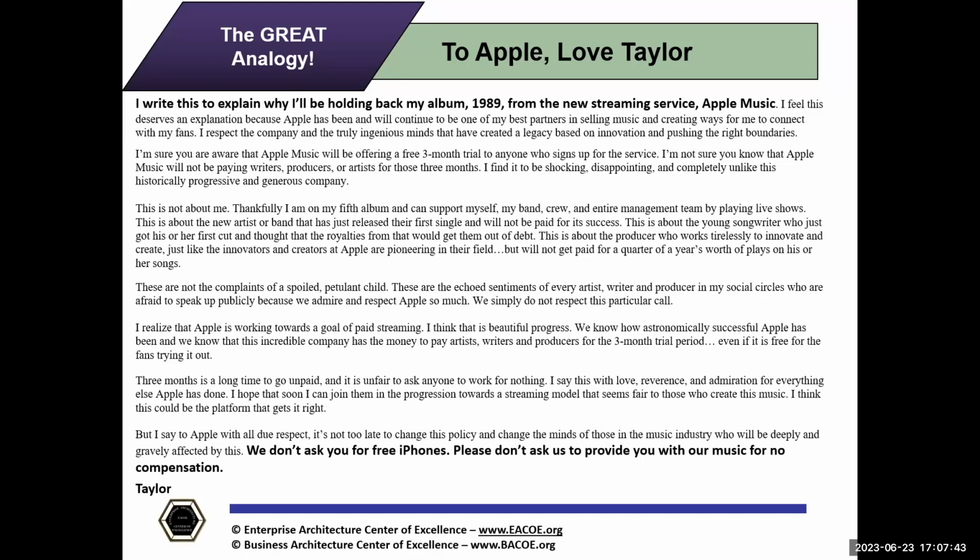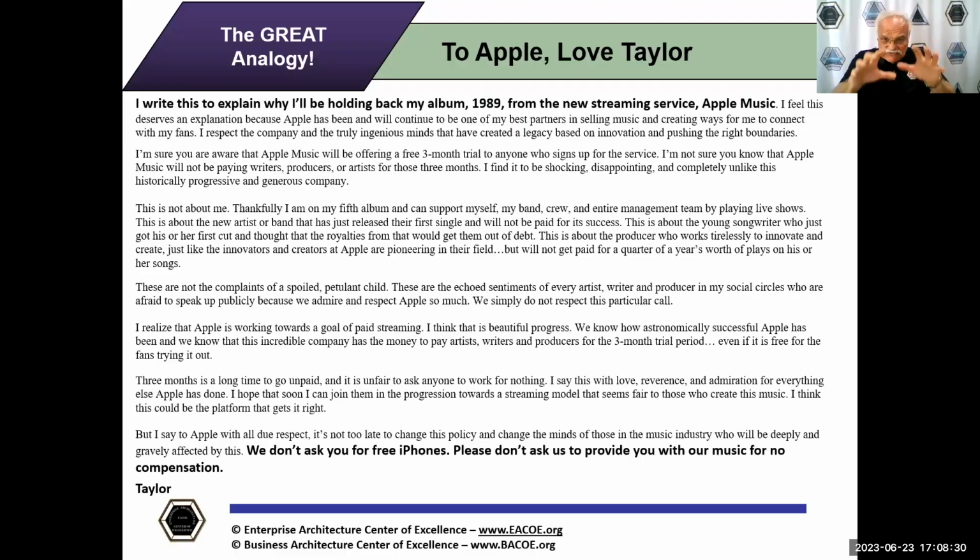Please don't ask us to provide you with our music for no compensation. So what she's saying is, look, Mr. Cook, you've got this service out there, and I'll give you a little background. Don't ask us to give you this service for free. Now, what was the background of that phrase?